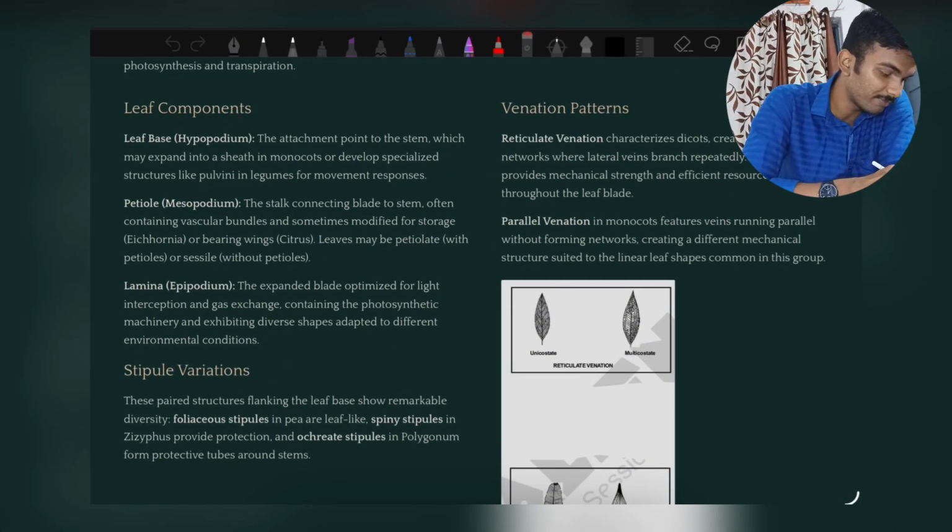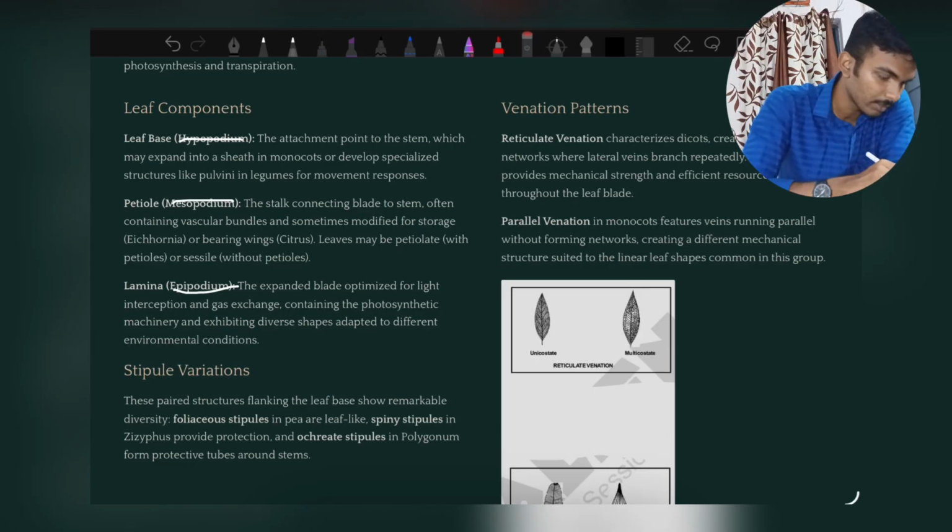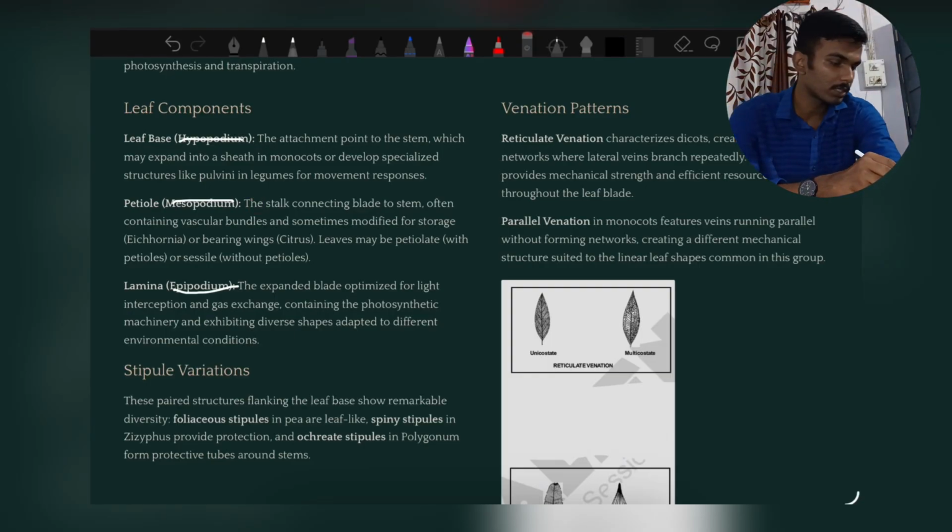Leaf components: leaf base, the hypopodium; petiole, the mesopodium; the lamina, the epipodium. Well, these terms are not so important. The leaf base is the attachment point to the stem, which may extend into a sheath in monocots or develop specialized structures like pulvini in legumes for movement response.